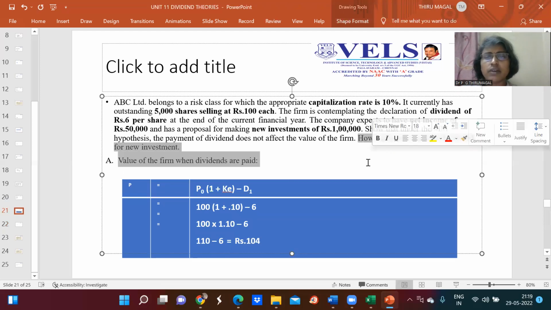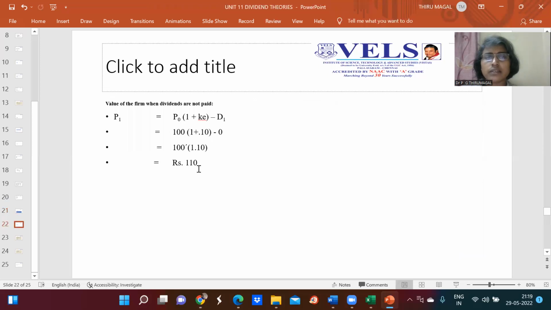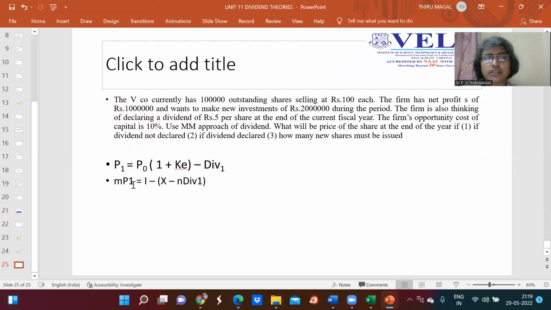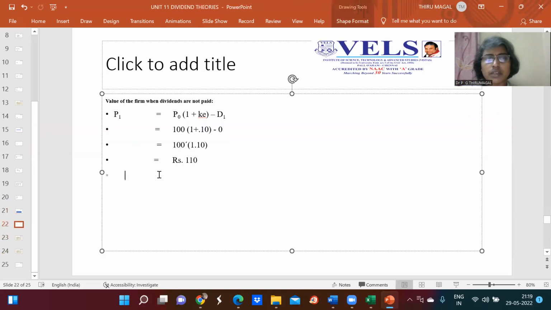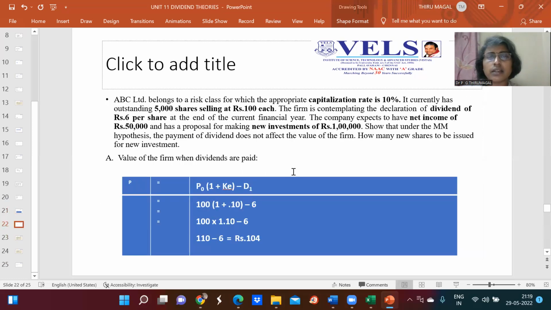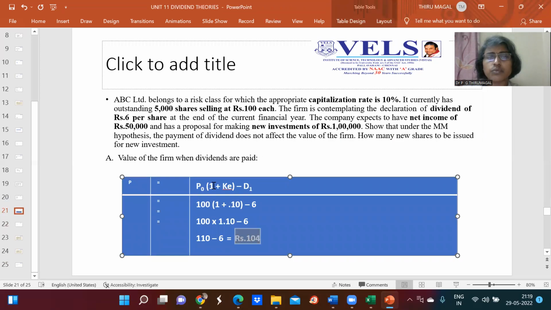Now, one more question they have asked: how many new shares are to be issued for new investment? Because the company is planning a new investment of 1 lakh. So how do we calculate the new number of shares? This is the formula to calculate the new number of shares as per the MM hypothesis. So let us use this formula: M P1 equals I minus (X minus n into D1). This M is what we need to find out. This P1 is the price of the share when dividend is declared. When dividend is paid, what is the price of the share? That is what we have to use.